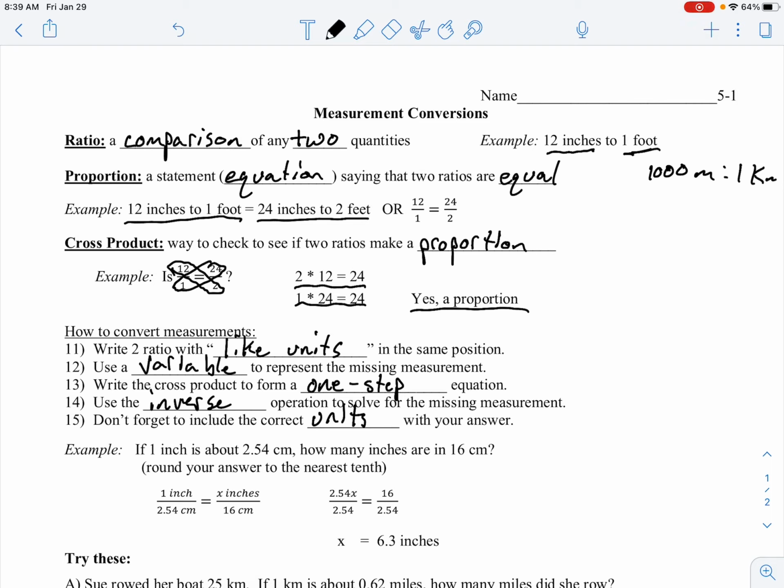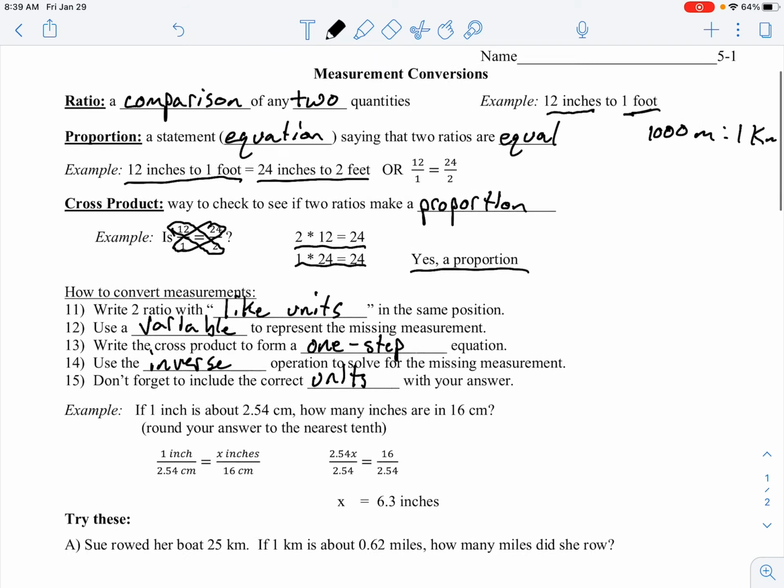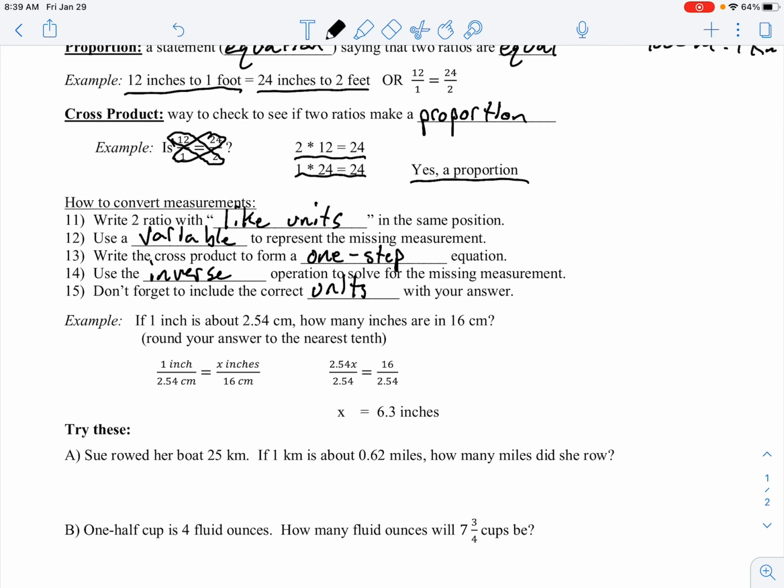So let's take a look at the example here. If 1 inch is roughly 2.54 centimeters, how many inches are there in 16 centimeters? So I'm going to follow along with this example off to the right here, just so we can see what it's going to look like if we're setting it up too. All right, so like it says before, we're going to write two ratios. So there's my two ratios, and I'm going to start plugging in. So 1 inch is the same as 2.54 centimeters.